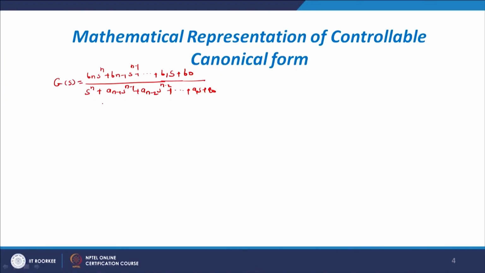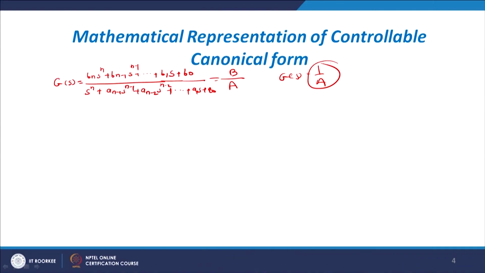So last time, what did we do? Last time we took a reduced model. Suppose this is B and this is A. We took G(s) equals 1 by A, and we determined the controllable canonical form of the model for 1 upon A. Now, here both B and A are involved. Now, how to do it?